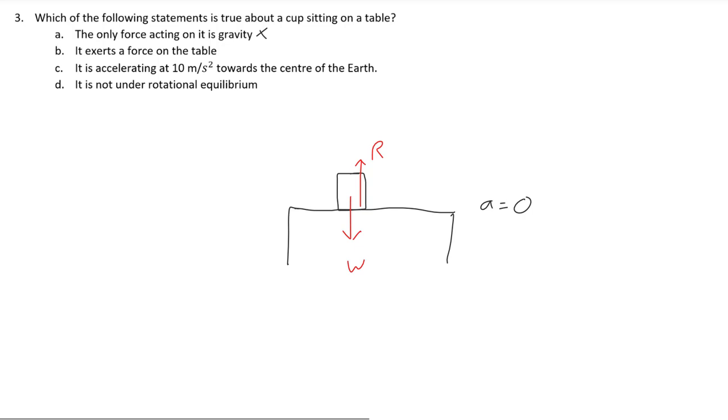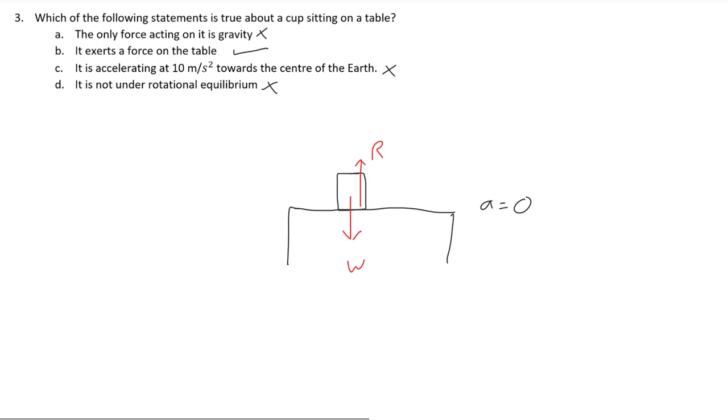Using the same logic, option C also cannot be correct. The object is not moving and therefore not accelerating. For option D, recall what is meant by rotational equilibrium. An object is under rotational equilibrium if the net torque on that object is zero, in other words, if the object is not rotating. As this cup is not rotating, it is therefore under rotational equilibrium. This therefore leaves us with option B. It exerts a force on the table.